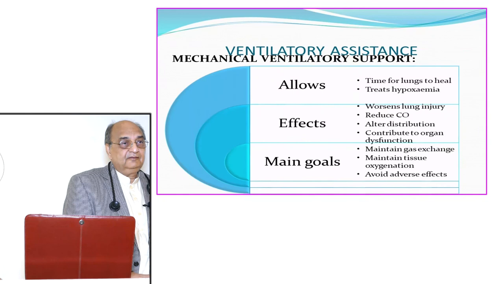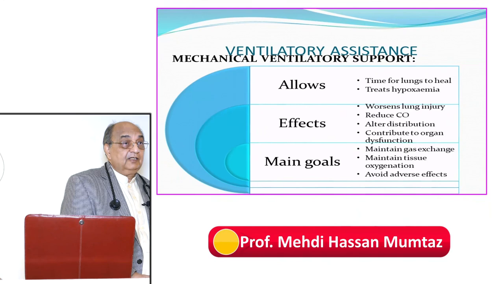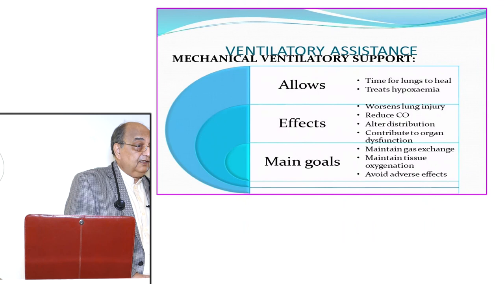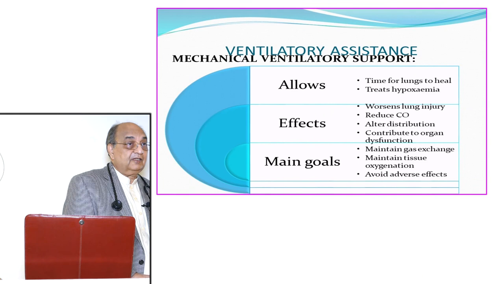Now it is bound to cause some problem. Anything which goes against nature is bound to cause a problem. So always remember this when you put these patients on a ventilator. It can cause injury to the mucosa of the lung, and it can cause three things: barotrauma, volutrauma, and biotrauma. We will discuss these three things later on.